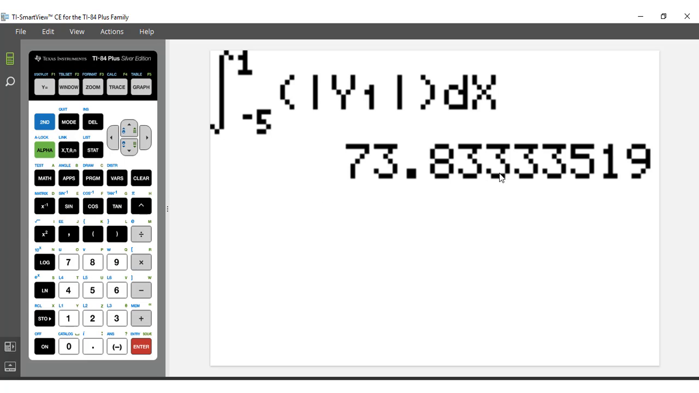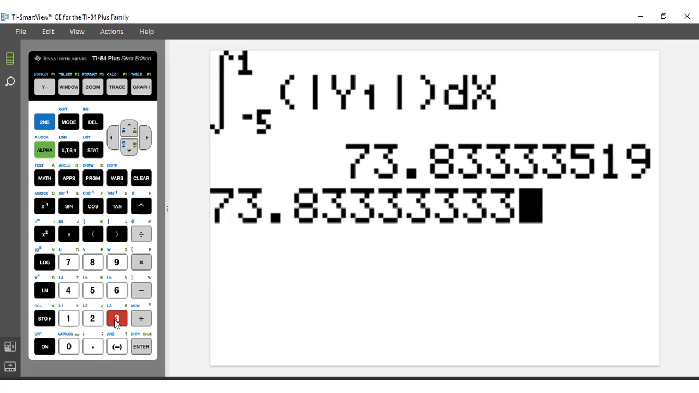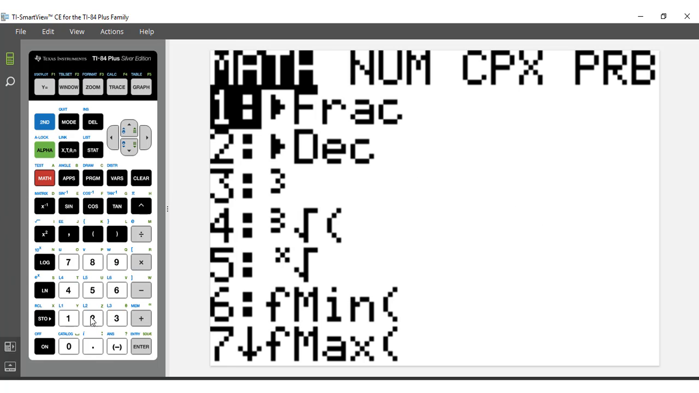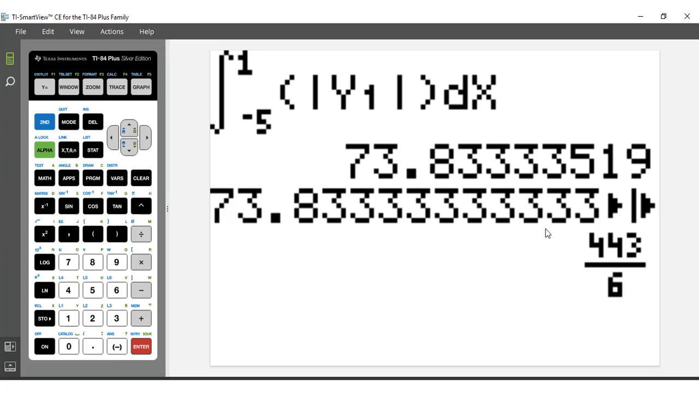The calculator is not accurate enough. You can change this into a fraction by doing 73.8333, keep going 3. Then you go to math, enter, enter. You will get an accurate answer to this definite integral, which means the area enclosed by the x-axis and the function.